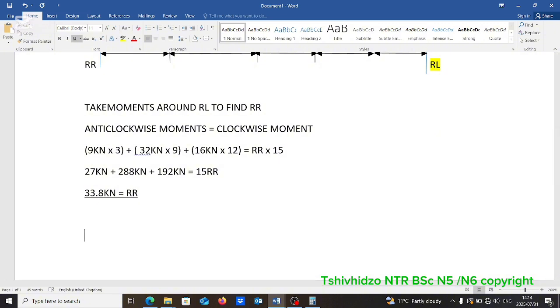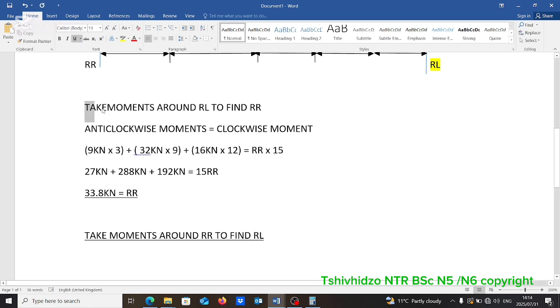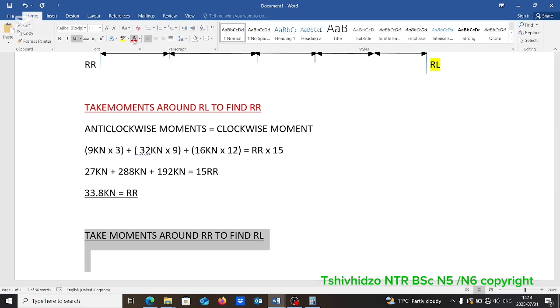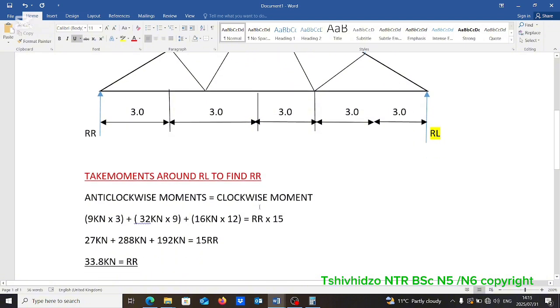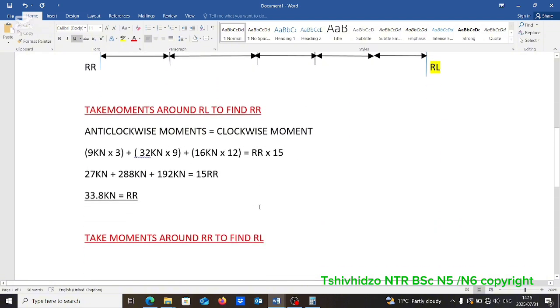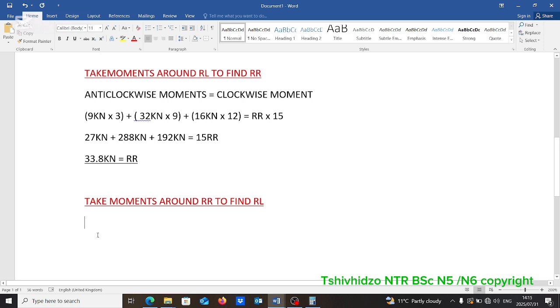Then for RL, we'll say take moments around RR to find RL. So let me do something like this. Let me underline here. Let me also change the color so that you can see. So if we're taking moments around RR, it means we have anti-clockwise moments equals to clockwise moments.